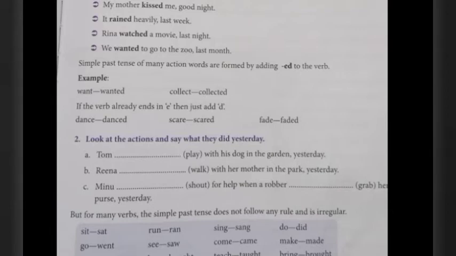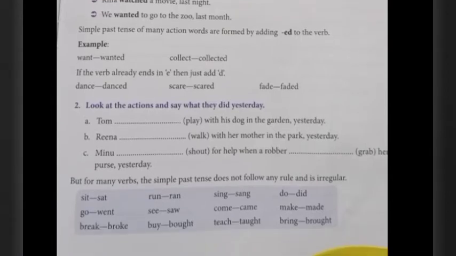Now in simple past, many actions are formed by adding ed to the verb. Yes, I have already told you, right? But if the verb is already ending in e, then we have to just add d. So to form a regular form of verb, we have to add ed. If the verb is already ending in e, then we don't want to add e. We have to just add d.